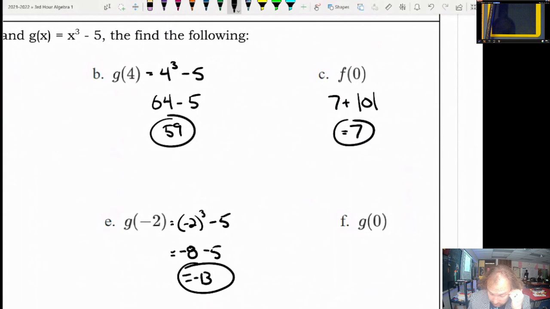And then finally, g of 0, which is 0 to the third power minus 5, which is just going to be -5, and there's nothing more to say about that.